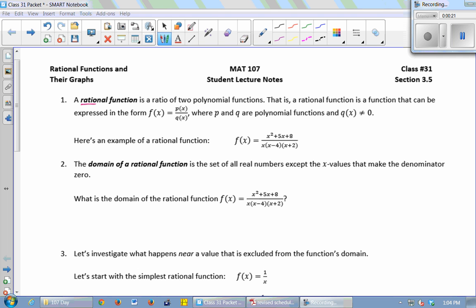Okay, so that is, a rational function is a function that can be expressed as p of x over q of x, where p and q are both polynomials. And q can't be 0, obviously. Can't have 0 in a denominator.